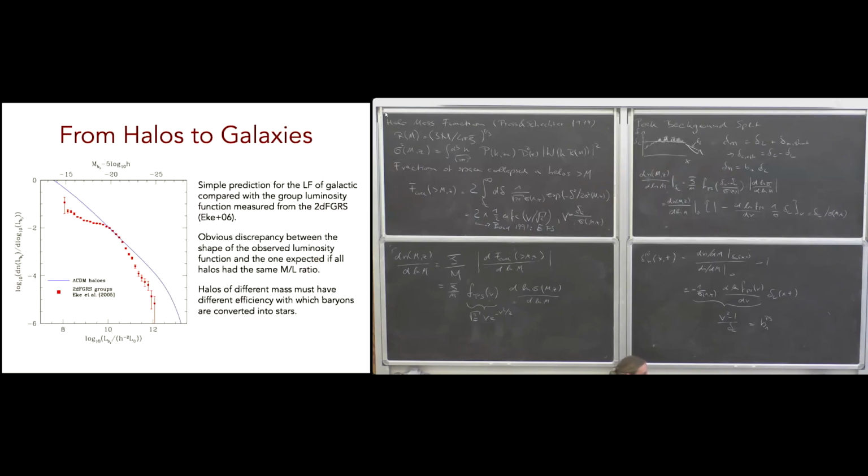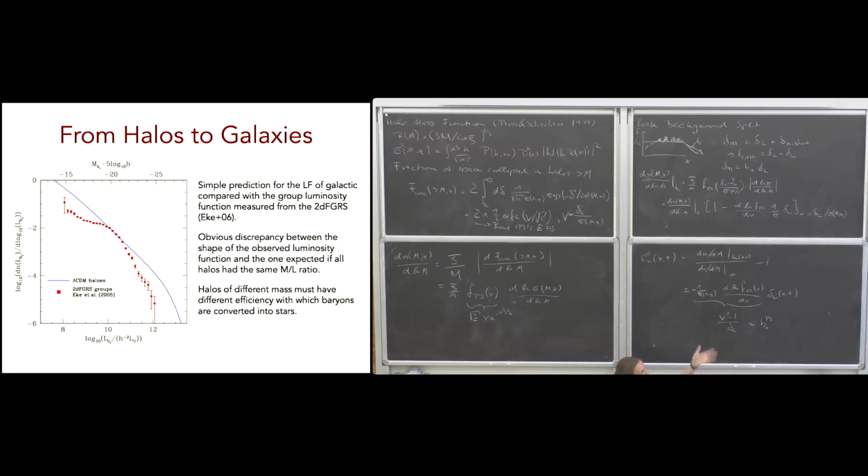And the step from halos to galaxies is really where a bunch of astrophysics will come in. If we did the simplest possible comparison, that is between the halo mass function, rescaled here a bit, assuming some kind of mass to light ratio, compared to the abundance of groups in a galaxy redshift survey, as a function of luminosity.